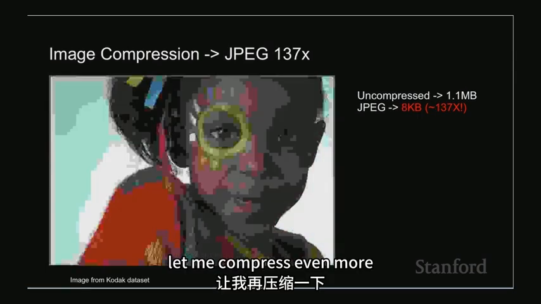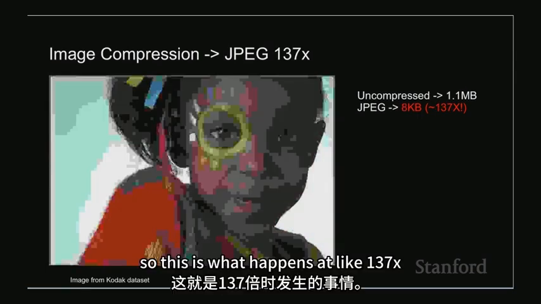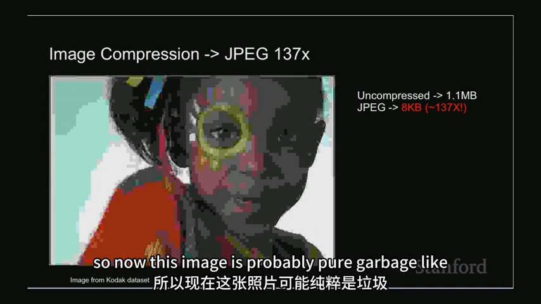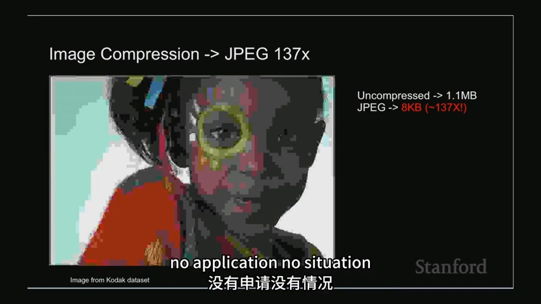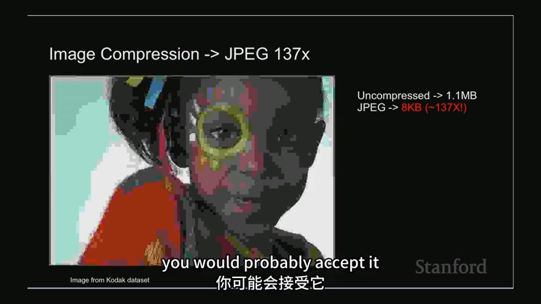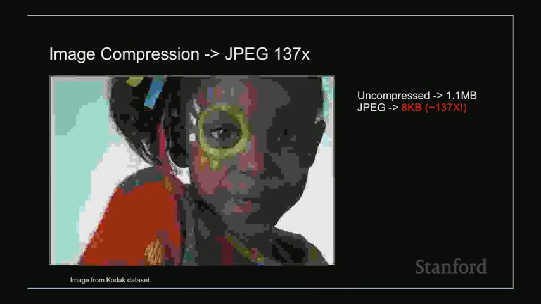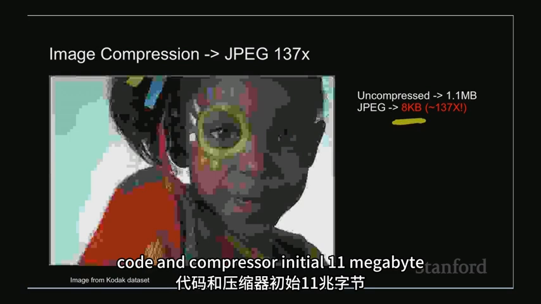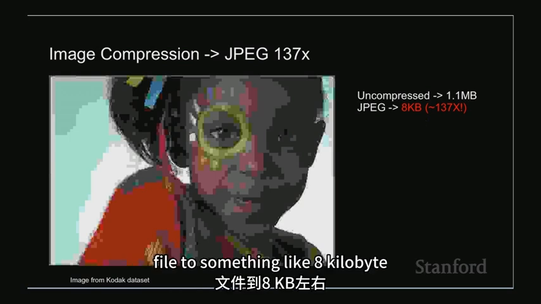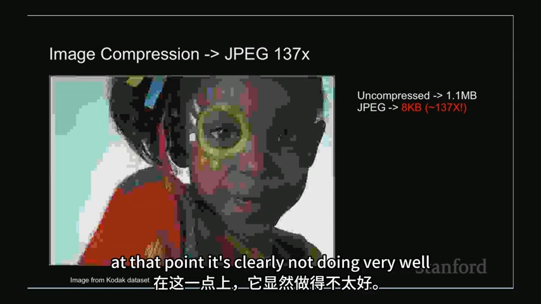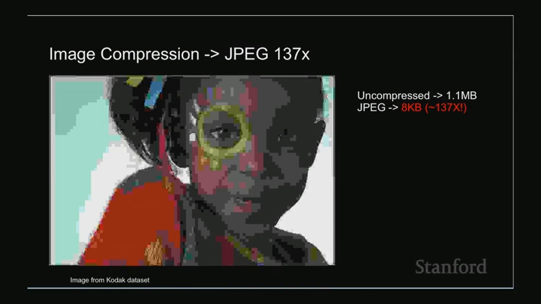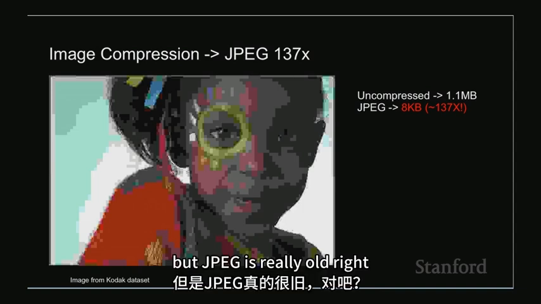Let me compress even more. So this is what happens at like 137x. Now this image is probably pure garbage, no application, no situation where you would accept it, right? So clearly JPEG couldn't compress our initial 1.1 megabyte file to something like 8 kilobytes. At that point, it's clearly not doing very well. But JPEG is really old, right?